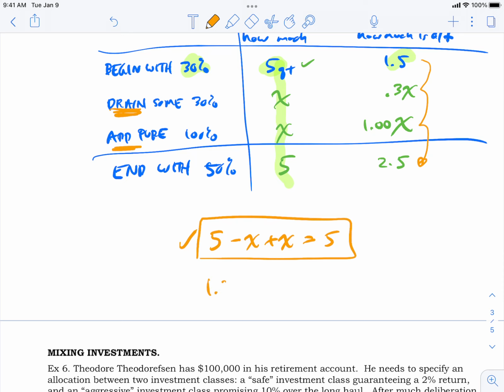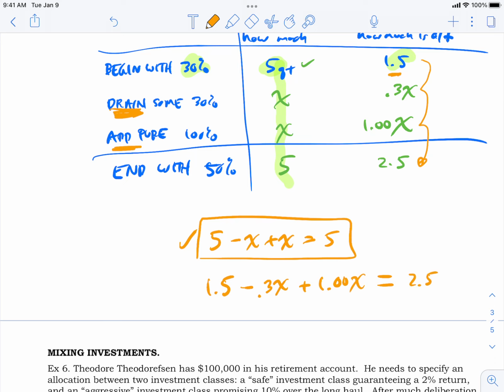I start with 1.5 quarts. That is actually the antifreeze part. I'm draining 0.3x. Then I'm adding back 1.00x. And I'm ending up with 2.5.